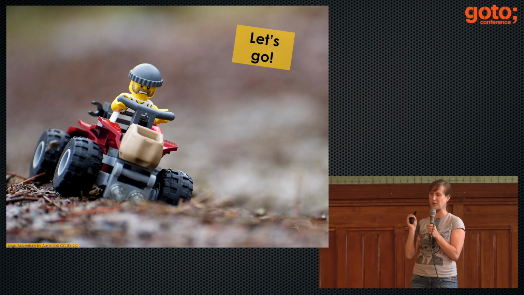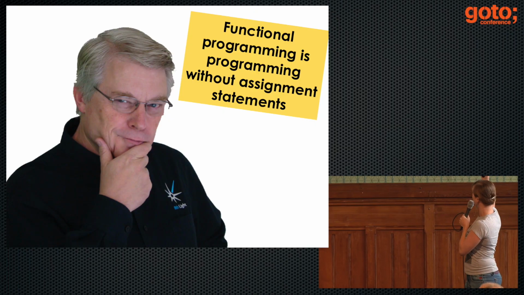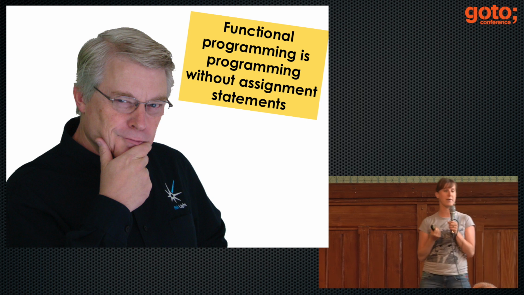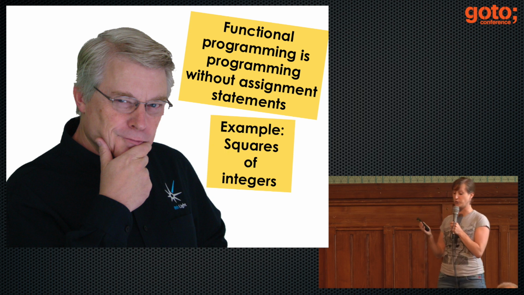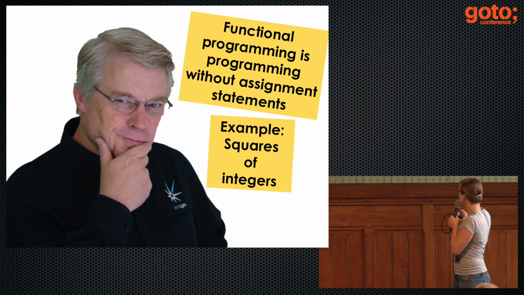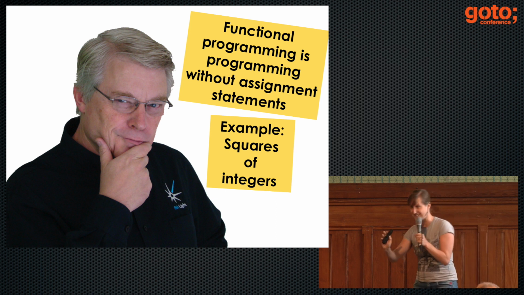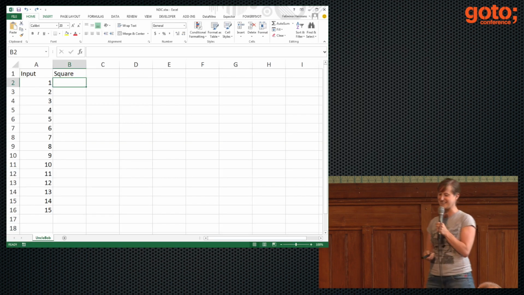So let me show you some typical programming ideas implemented in a spreadsheet to show you how super awesome they are. Let's go. Uncle Bob says that functional programming is programming without assignment statements. So let's see how that looks in a spreadsheet. We're going to take a typical example: we're going to square some integers. Let's take it easy. I know it's late in the day.